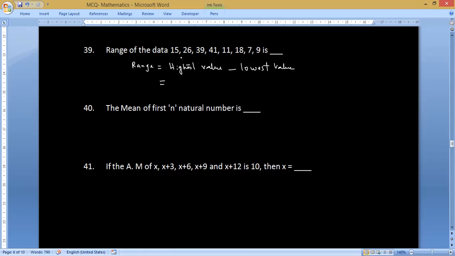So in this case, which is the highest value? I can see 41 is the highest value, right? So what is the least value, the lowest value? I can see 9 is the lowest value. Oh no, I can see 7. 7 is the lowest value. So 41 is the highest value and 7 is the lowest value. So 41 minus 7, we'll get 34.